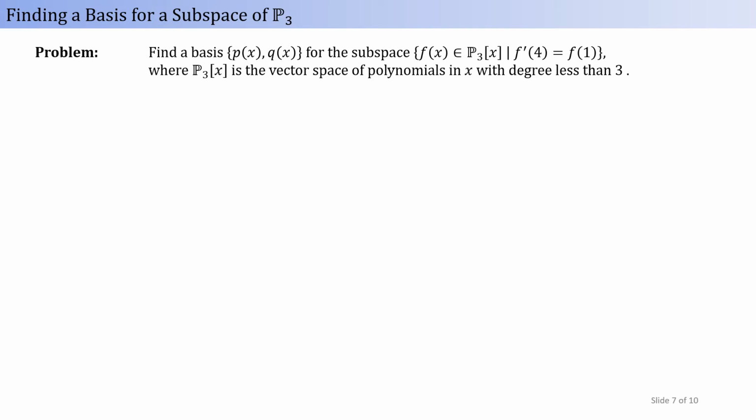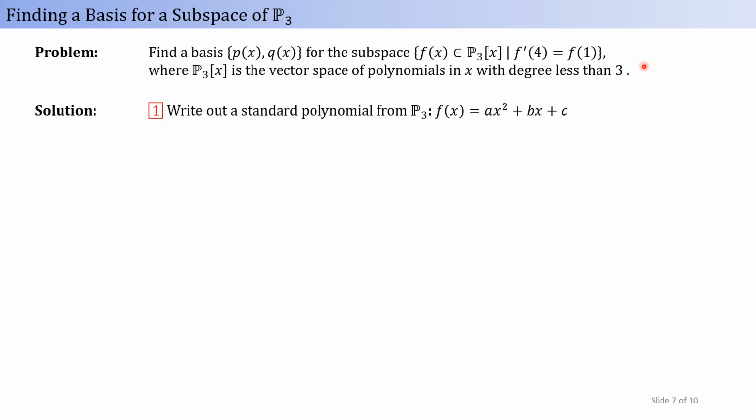So let's find a basis for a subspace of P3. Let's say we have this crazy thing here where it says find a basis p(x), q(x) for the subspace of all functions in the vector space P3 such that if we take the derivative of these functions at x equals 4, it should equal the polynomial at x equals 1. Okay, wow, how do we even start this thing?